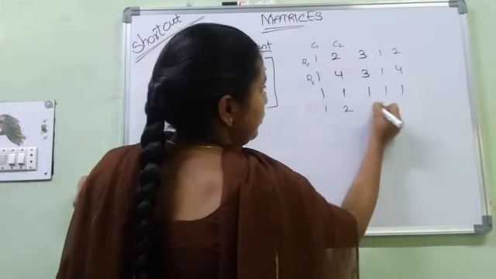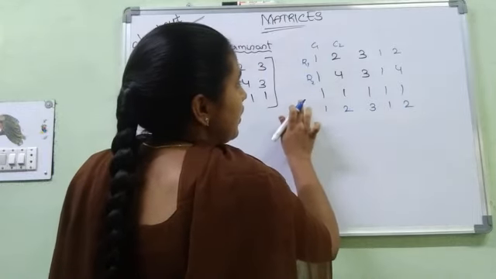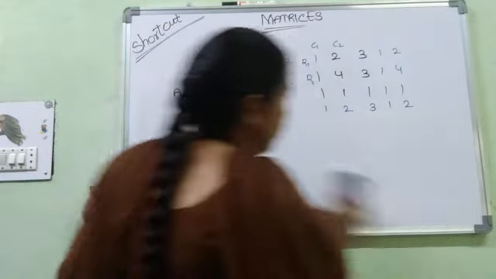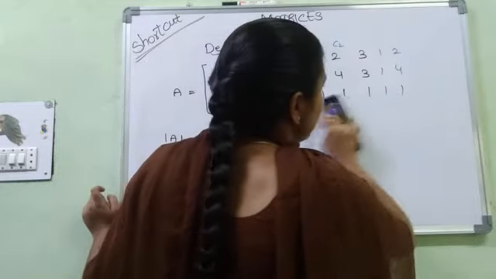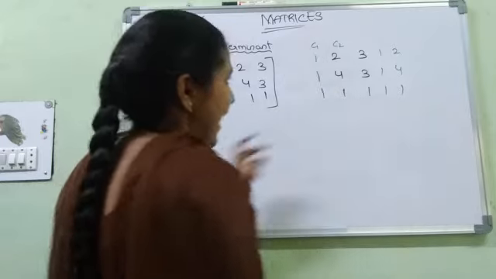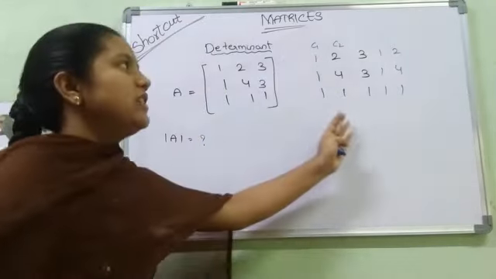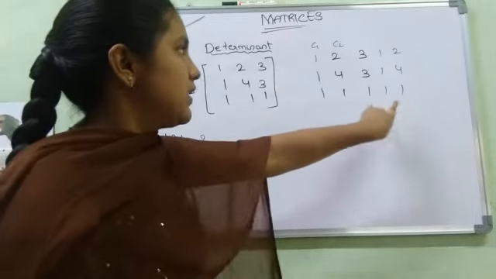1, 2, 3, 1, 2, right? And next, no need to write this. So just till here is enough. This method I'll tell you later. They call it Sarrus' rule. There is no need for it if you learn this trick. So till here I think it's clear to you.